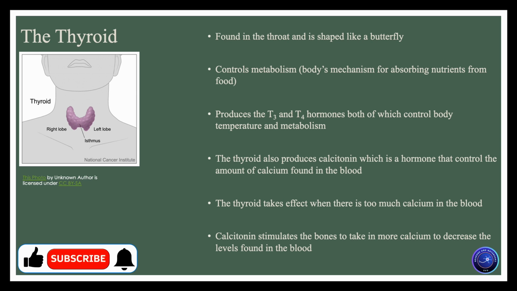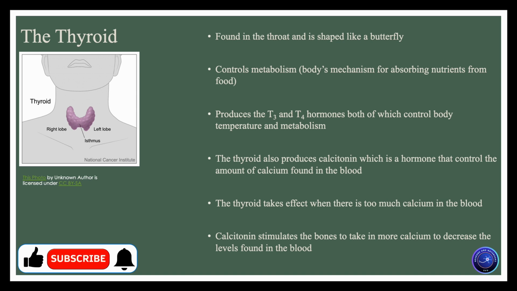So the thyroid basically controls metabolism, which, as we discussed, is the body's mechanism for absorbing nutrients from the food we eat. The thyroid produces two hormones called T3 and T4. Both of these hormones control things like temperature and metabolism. So the metabolism control comes from these two hormones. And it's important to know that T3 is basically stronger than T4.